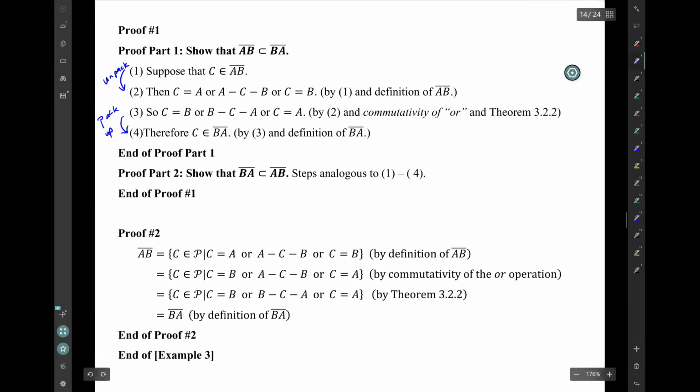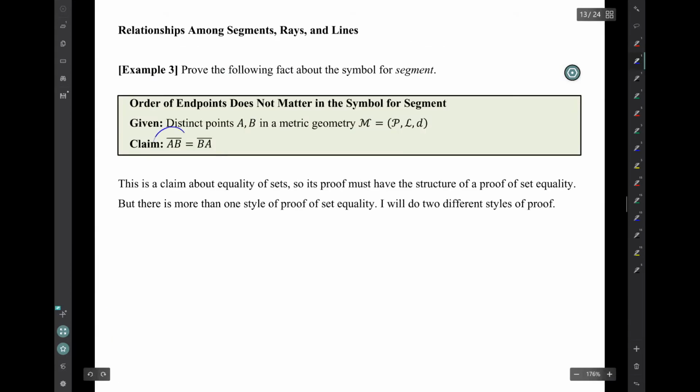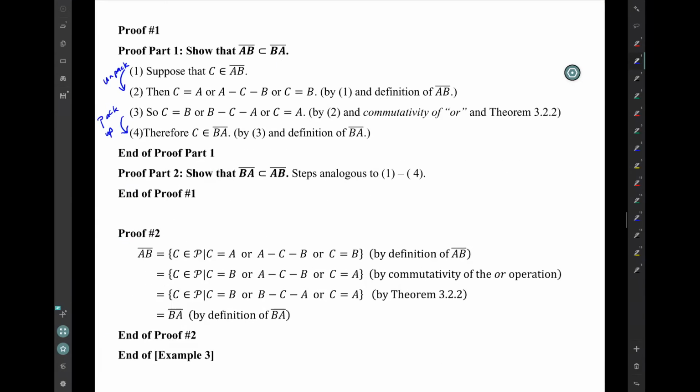We showed that segment AB is a subset of segment BA. Now, an almost identical proof would work in the other direction. Just change the letters, and you could show that segment BA is a subset of segment AB, and that's the proof that those two sets are equal. This was a very simple idea, and the proof was not very long. So this proof, number 1, is not very long.